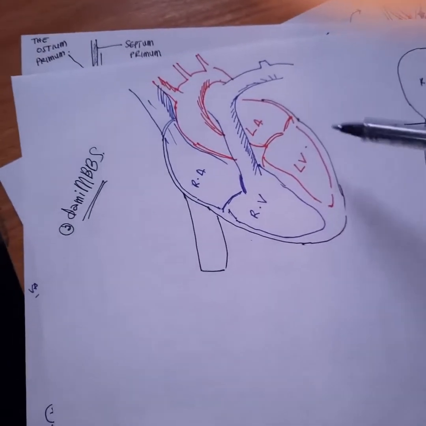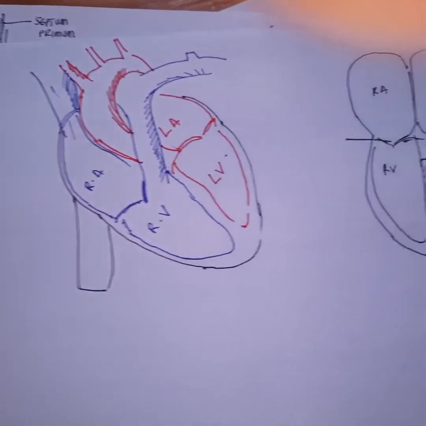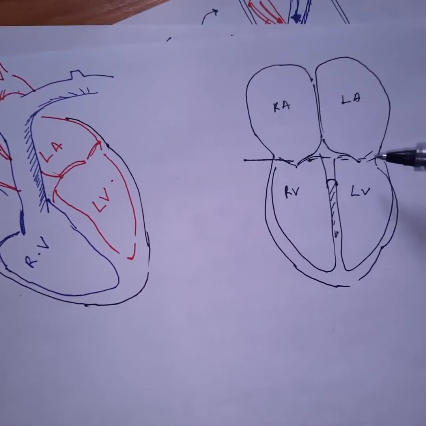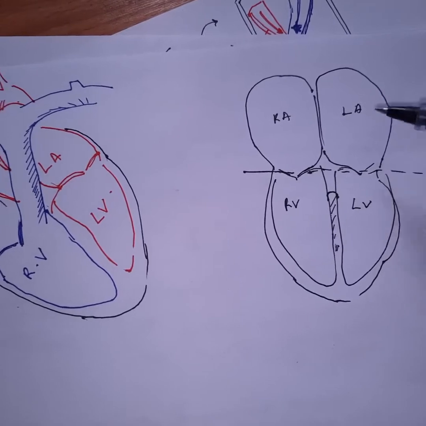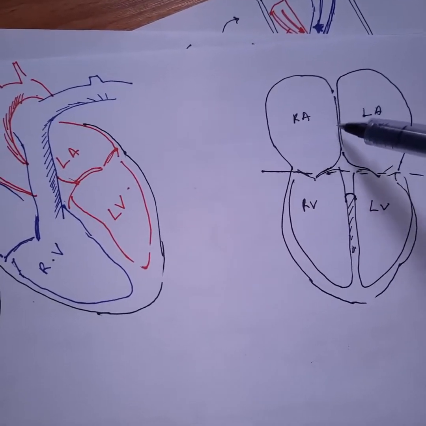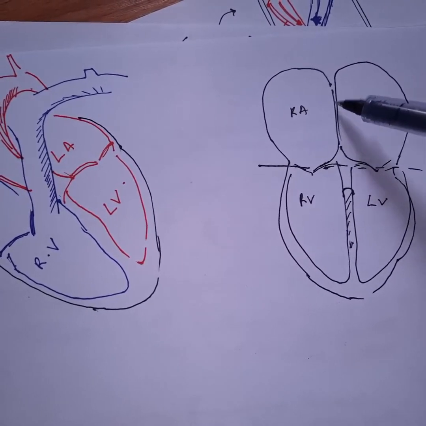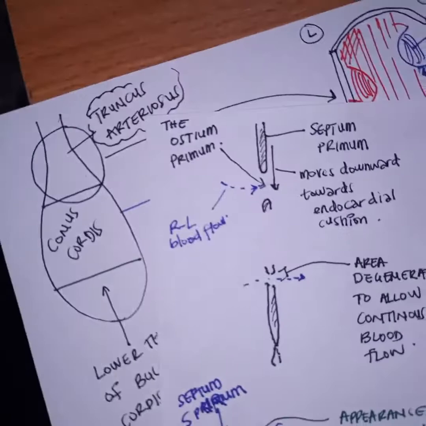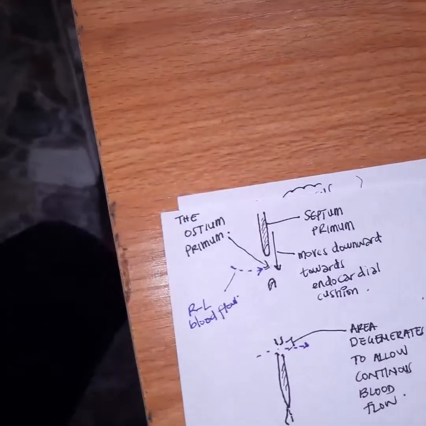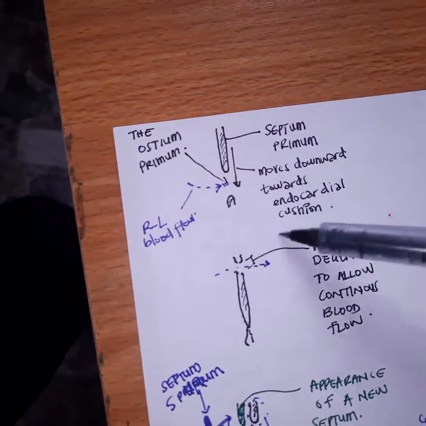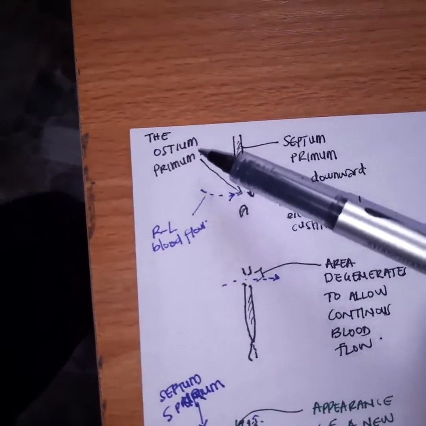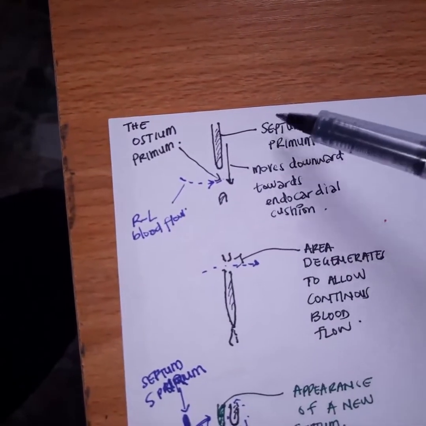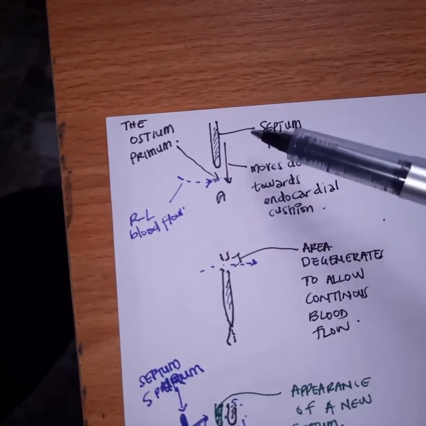Let's say this is a schematic of the heart, but this is what we'll be focusing on: the right atrium, left atrium. We'll be looking at how the inter-atrial septum is formed. Now, let's assume that the right atrium is here and the left atrium is around here. Ignore the right ends first.